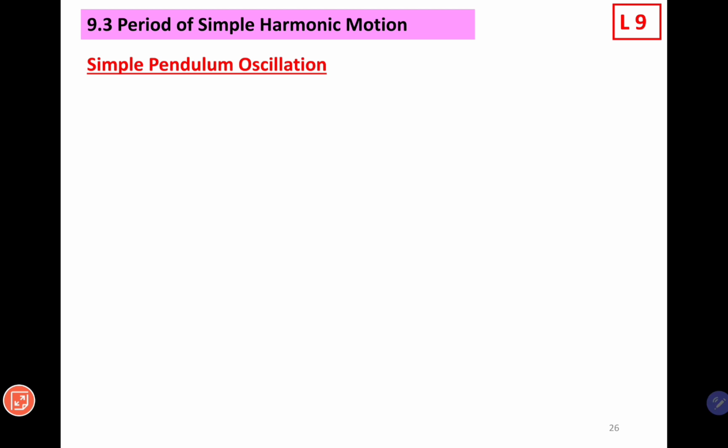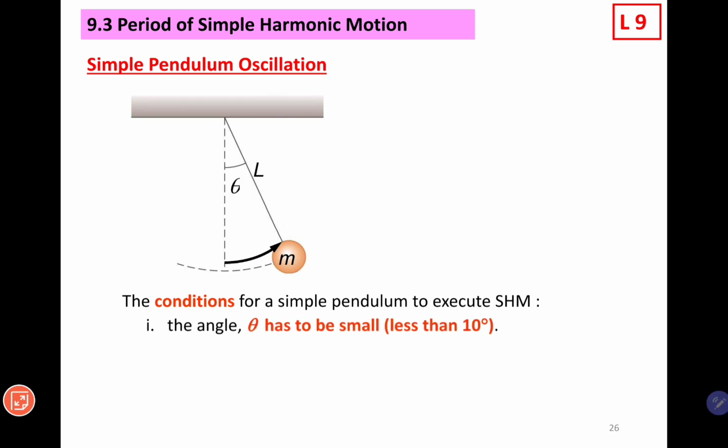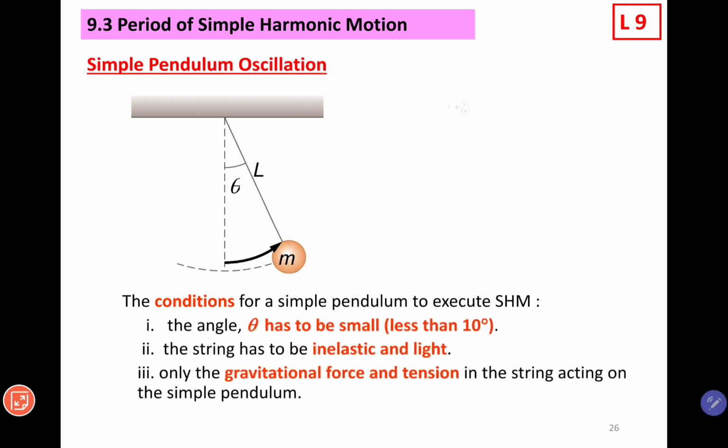Let's start with the first one, simple pendulum oscillation. As we know, the pendulum bob just oscillates back and forth again and again. According to this situation, the equation of period is: period equals 2 pi square root of L over g. L is the length of the string of the pendulum, and g is our gravitational acceleration. We just substitute into this equation so that we may calculate the period.